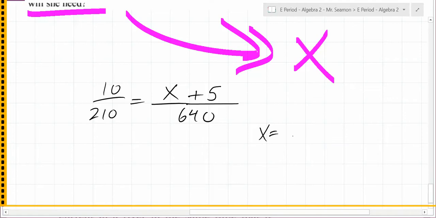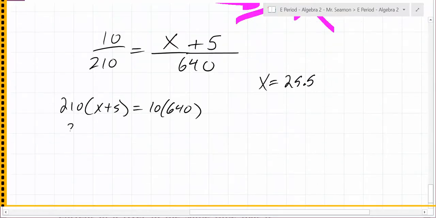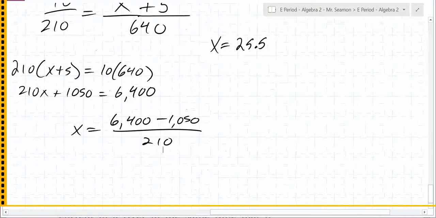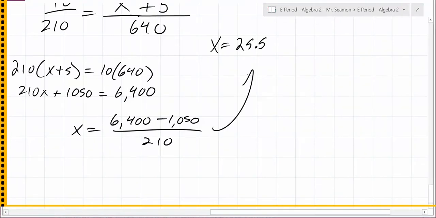What'd you get for X? 25.5 gallons, approximately. Anybody get 25.5? We got a vote right there. Well, let's do it out. 210 times x plus 5 is equal to 10 times 640. So 210x plus 1050 is equal to 6,400. So x is going to be equal to 6,400 minus 1,050 all over 210. You have to do that on your calculator. Did anybody get 25.5? Yeah.